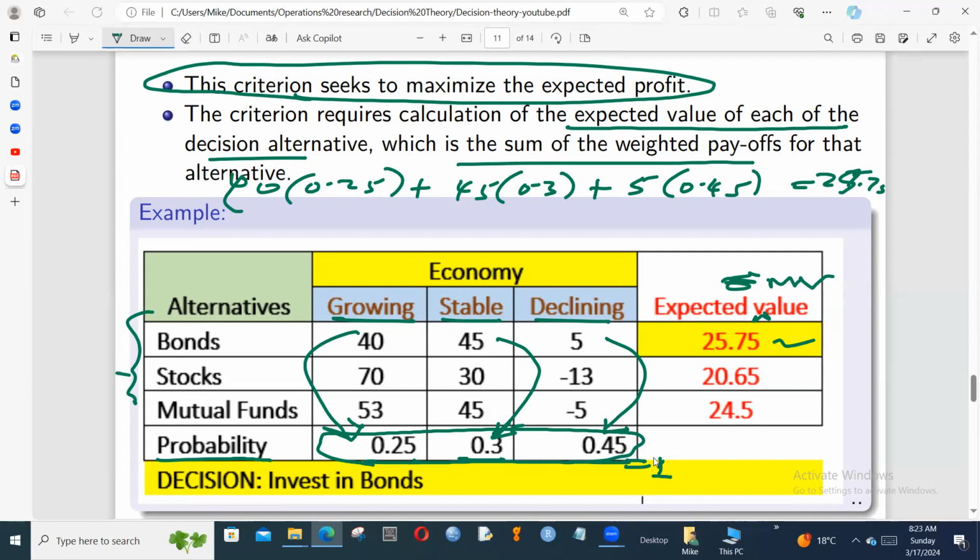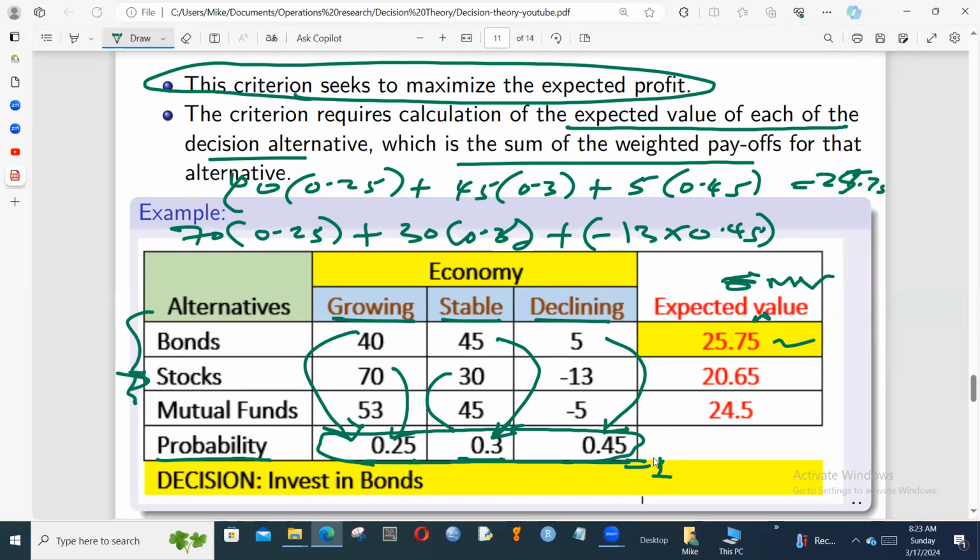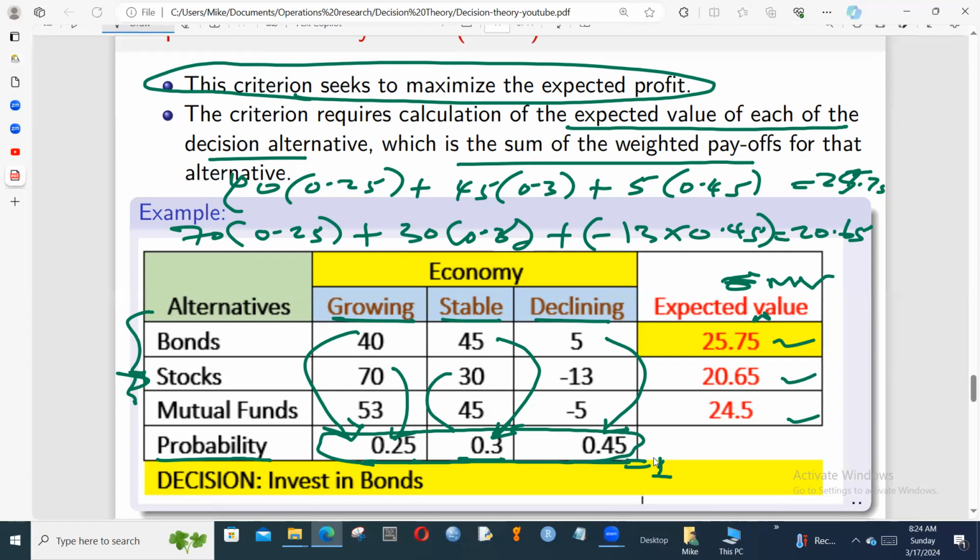I do the same for stocks. If I want to get the expected monetary value for stocks, it will be 70 times 0.25 plus 30 times 0.3 plus negative 13 times 0.45, and that is what gives us 20.75. We do the same for mutual funds, and you're able to get those expected monetary values.